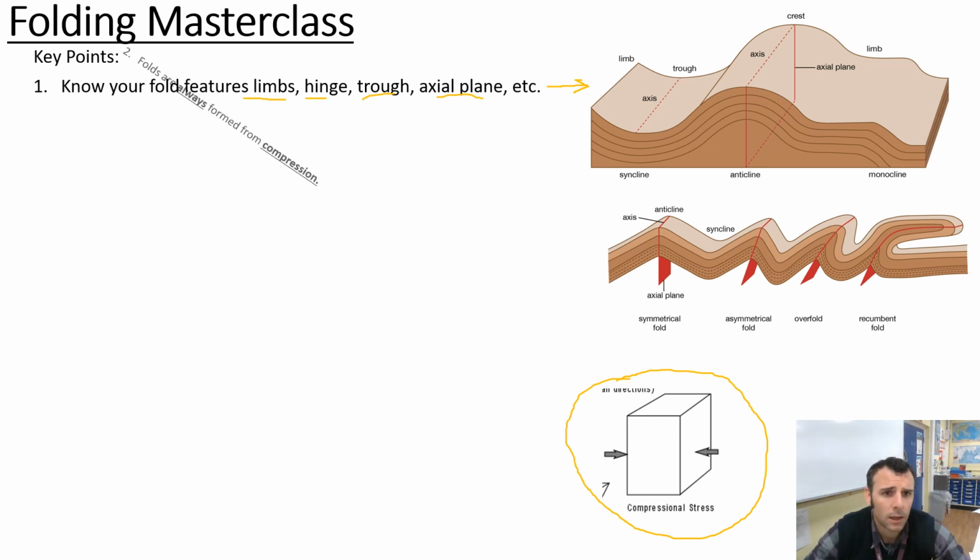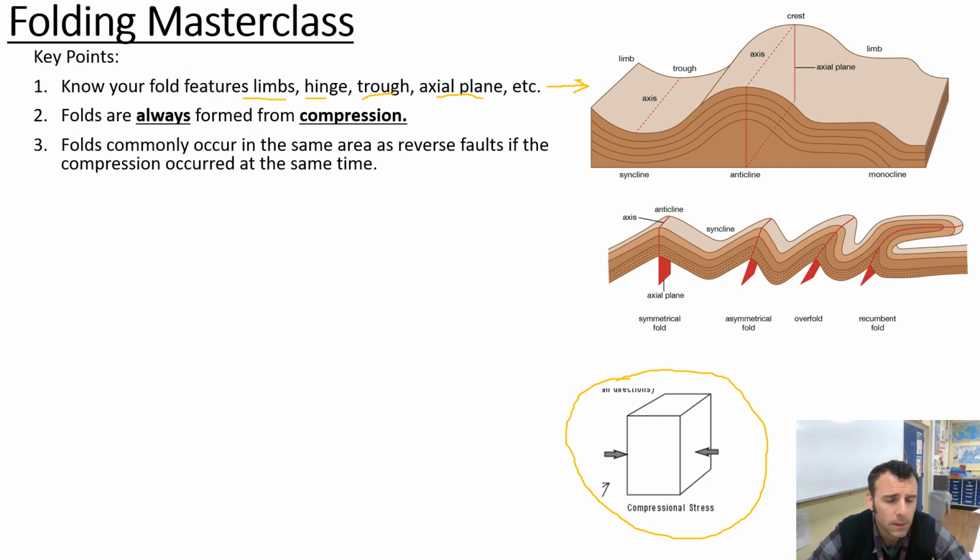The next point is, as I've mentioned, it's all about compression, and I'm not going to bang on about it. It's there for you to read. They commonly occur in the same area as reverse faults, because a reverse fault, if you remember, is a very, very low angle fault plane. If it's a thrust fault, it doesn't have to be. If it's a higher angle, it doesn't matter.